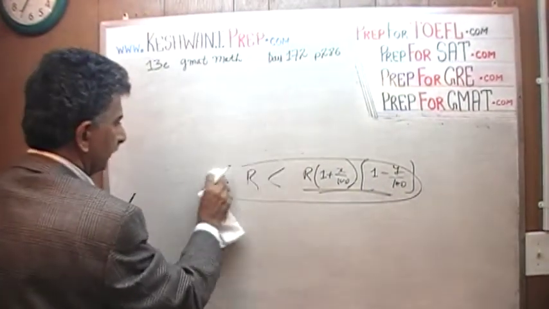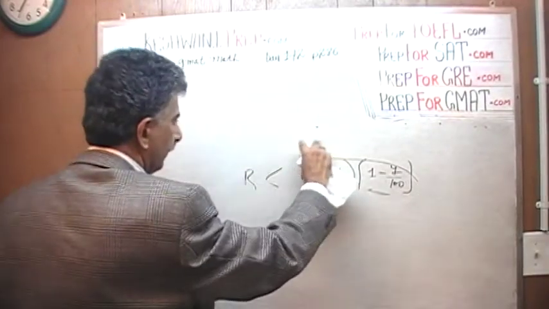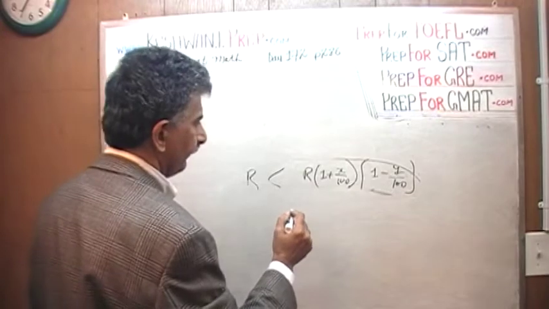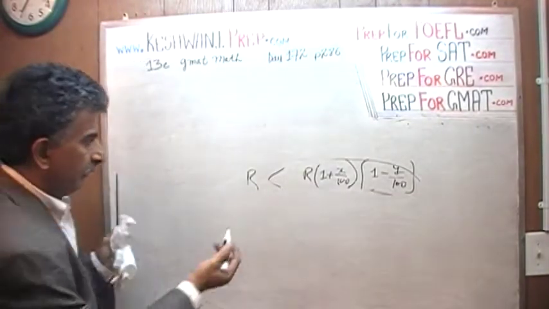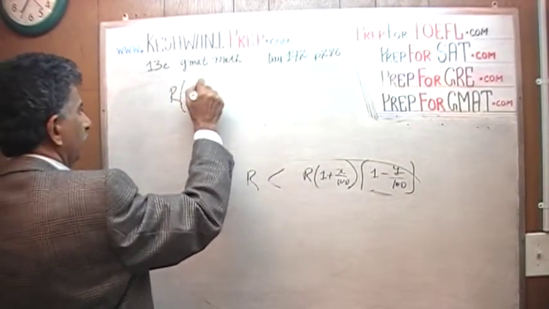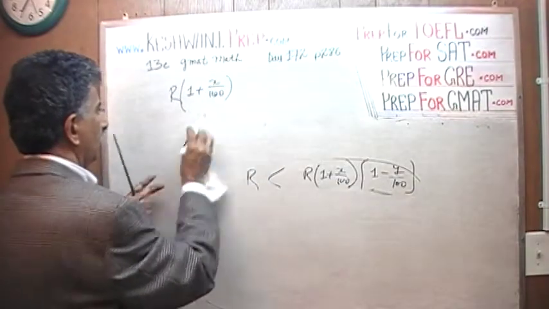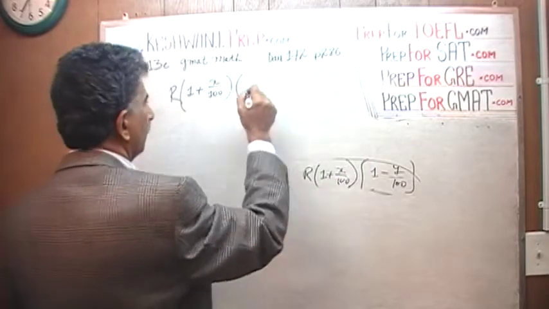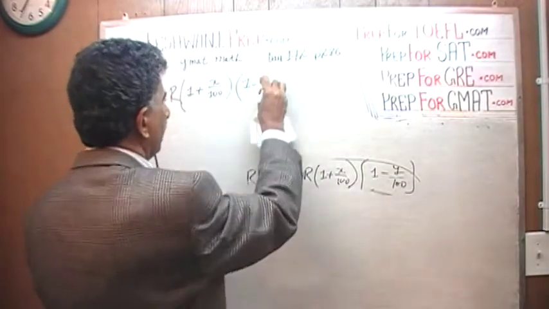I shouldn't have put that thing around it. So let's do it here. Oh, we see R on both sides of the inequality. R appears on both sides. Let's do it here. R times 1 plus x over 100 times 1 minus, rather, y over 100.